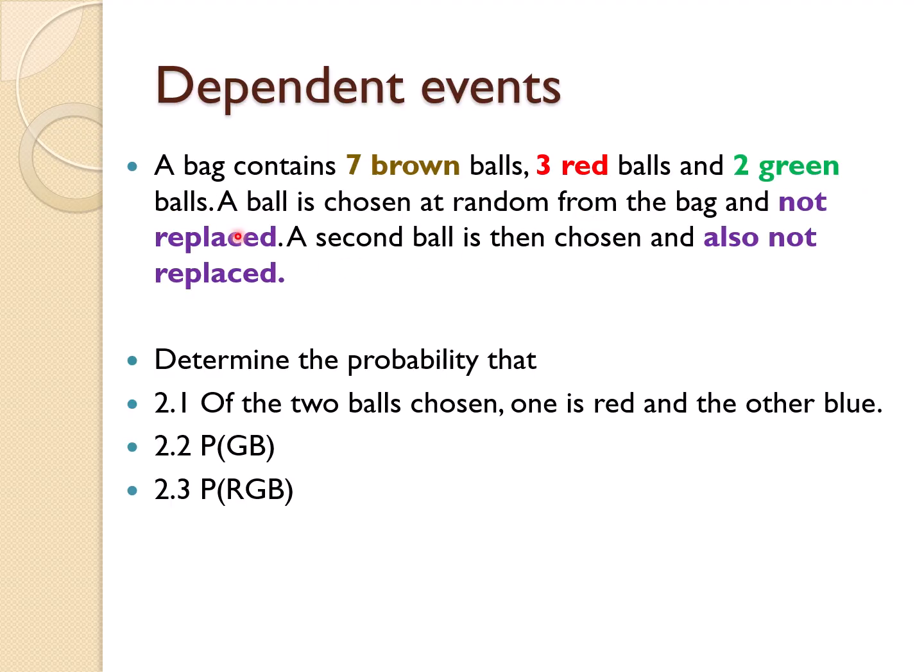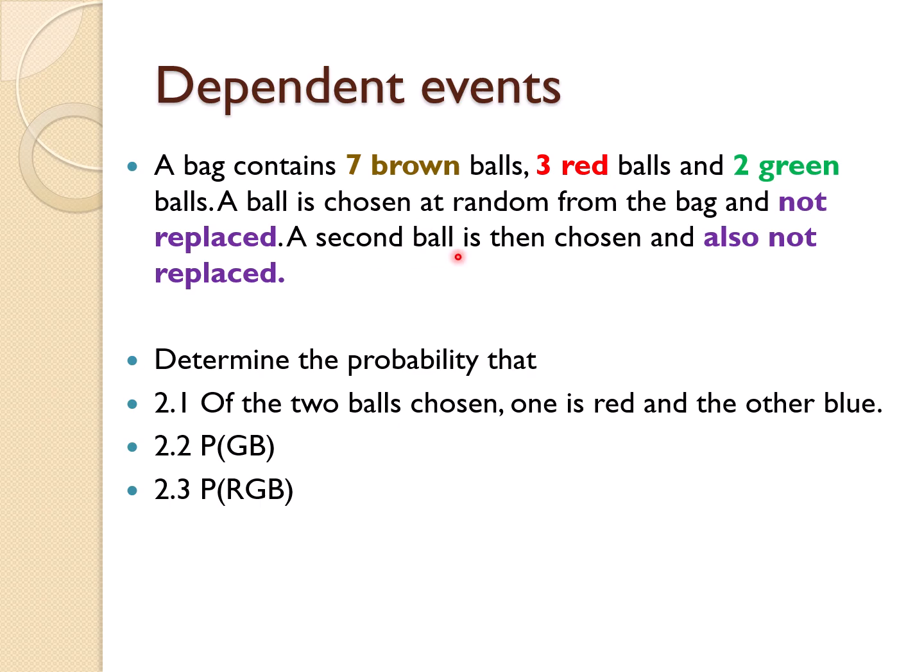Right, so if I use the example again, a bag contains 7 brown balls, 3 red balls, and 2 green balls. A ball is chosen at random from the bag and not replaced. So there we have 7 plus 3 plus 2. I have 12 balls in the bag, right? Every time I select one of these balls, it doesn't go back in the bag. So if I select one, then I'm left with 11. Select the second one, I'm left with 10. If I select the third one, I'm left with 9. So every time I select from the bag, the balls in the bag become less and less, right?